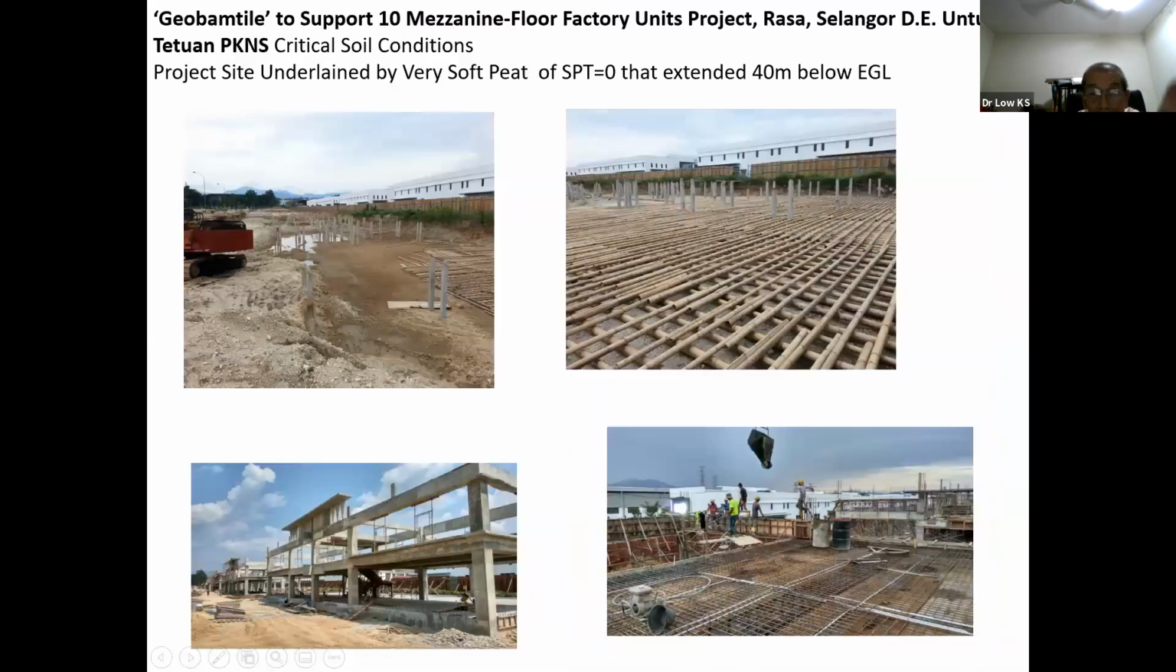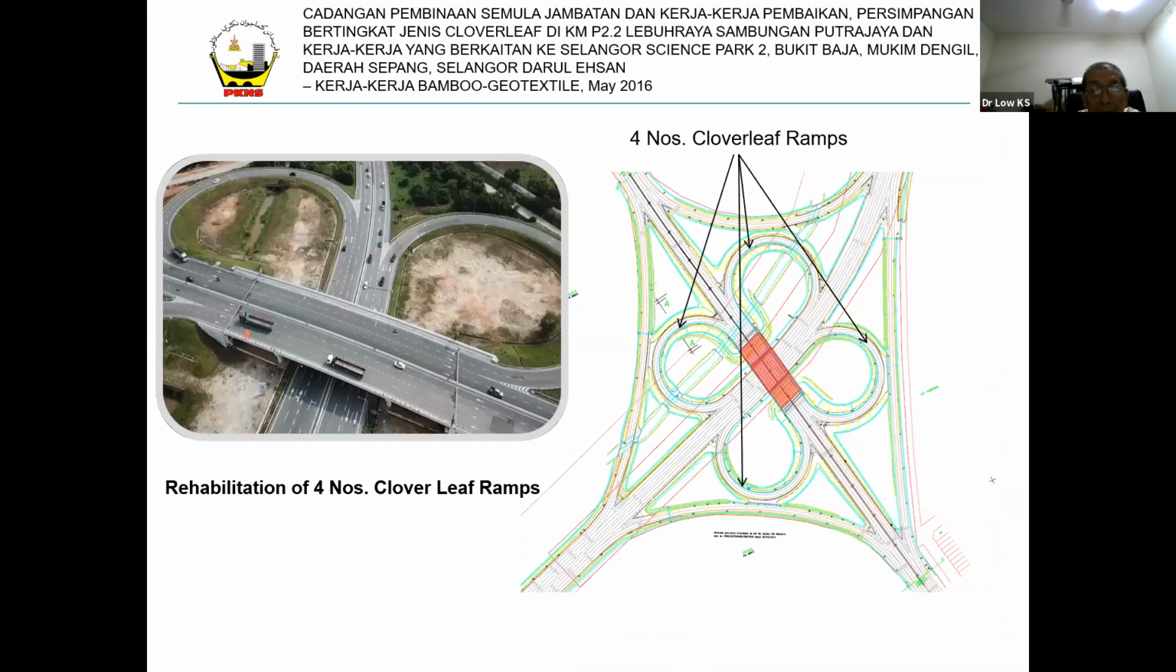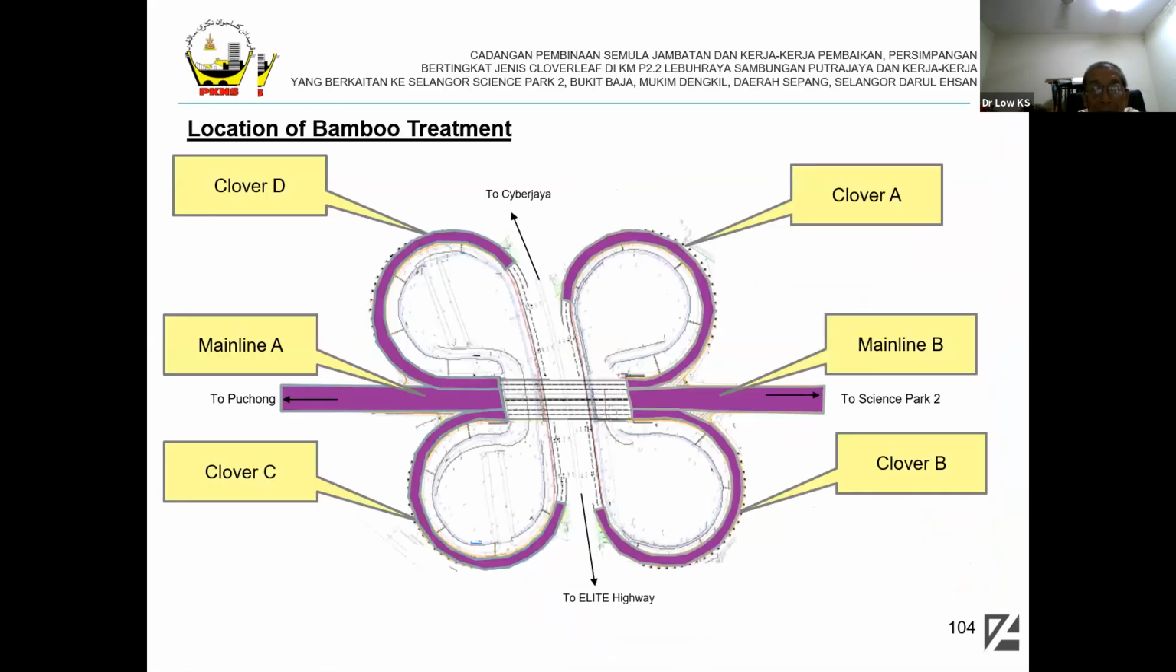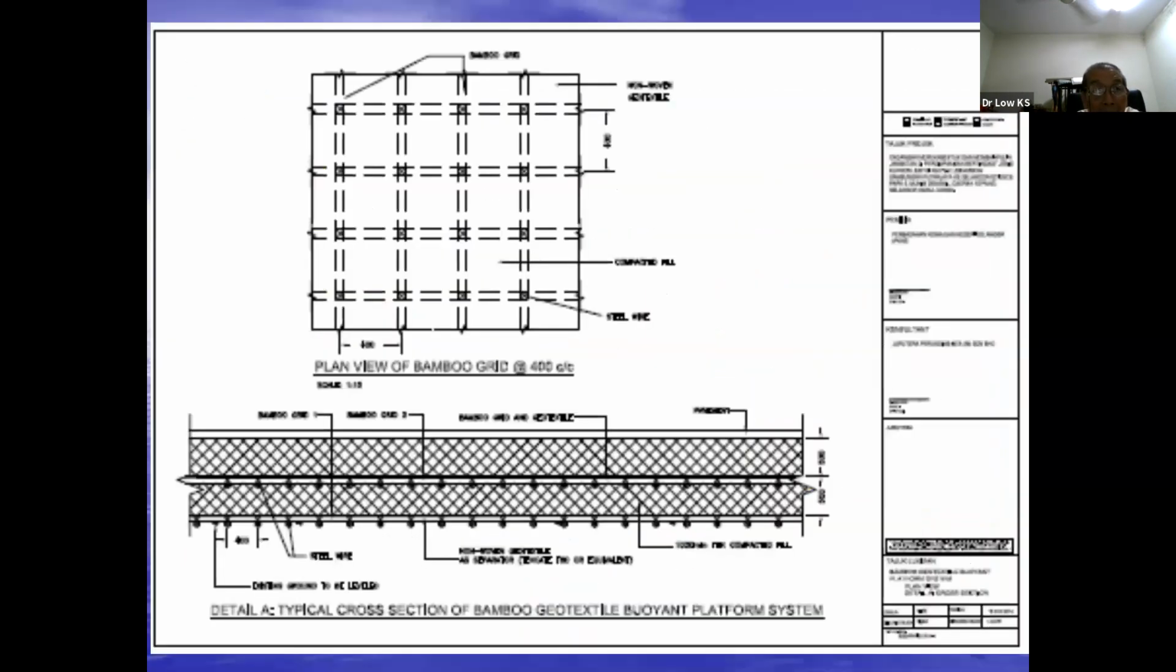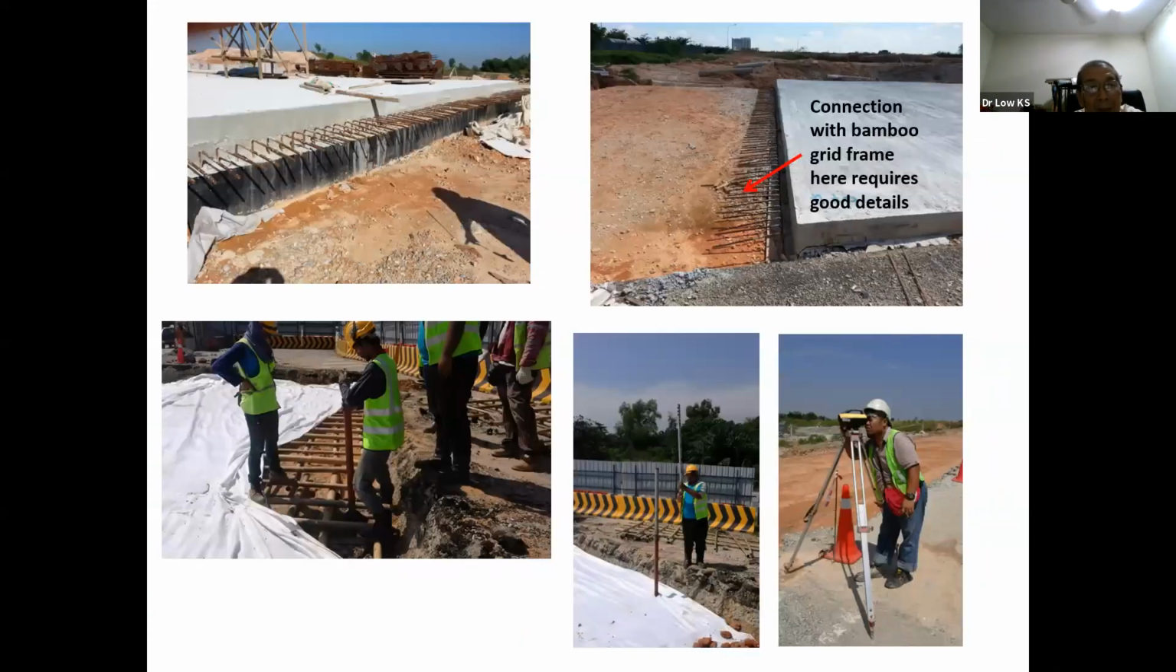This is one of our culvert bridges here in Cyberjaya. The culvert bridge. So this is during construction. Then the LLM asked me how to prevent differential settlement between the joints there. So I tie the bamboo there to the starter bar, so that there's no drop there, right? This is what it looks like today.